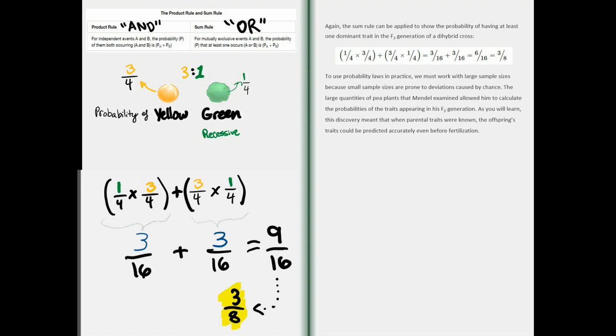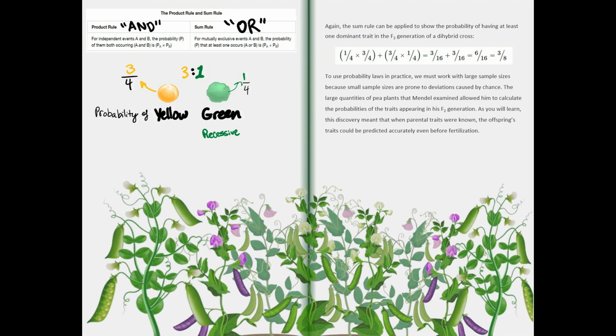To use probability laws in practice, we must work with large sample sizes because small sample sizes are prone to deviations due to just random chance. The large quantities of pea plants that Mendel examined allowed him to calculate the probabilities of the traits appearing in his F2 generation. As you will learn, this discovery meant that when parental traits were known, the offspring's traits could be predicted accurately even before fertilization.